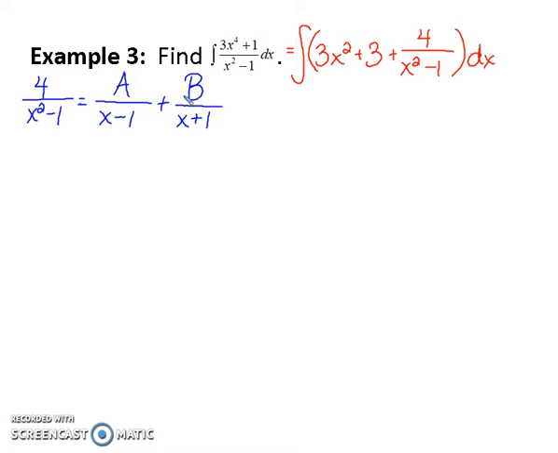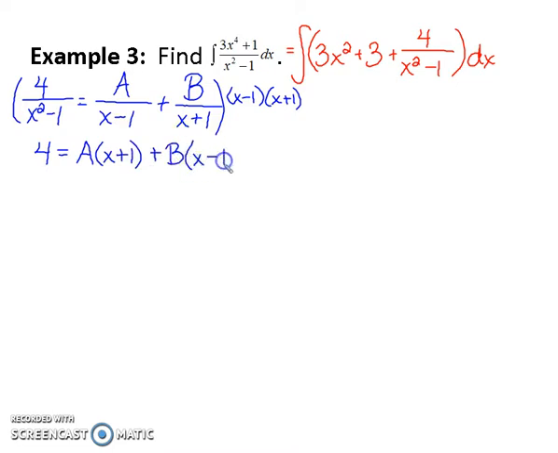So then remember, the first thing we want to do is eliminate the denominators. So we're going to multiply through by x minus 1, x plus 1. So the first fraction, the denominator cancels out, and we have a 4. The second fraction, the x minus 1s cancel, but we're still multiplying by x plus 1. And then the third fraction, the x plus 1s cancel, and we're multiplying by x minus 1. So that gives us 4 equals ax plus a plus bx minus b.